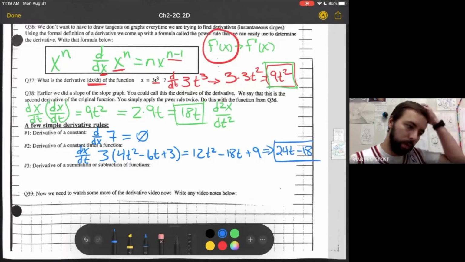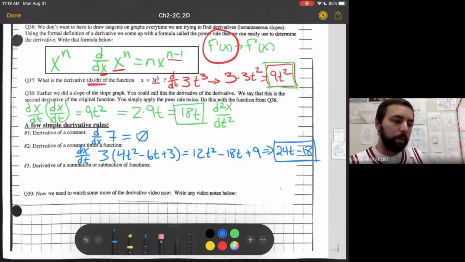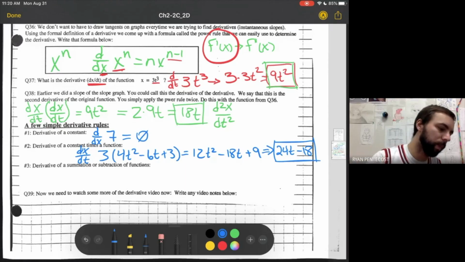Okay. Bring the 2 down. 2 times 12 is 24. Reduce the 2 to 1. And then you keep the subtraction sign, and you bring the 1 down from the t. 18 times 1 is 18. Subtract the 1 by 1 to get 0. So t to the 0, again, is 1. So then you have 18. And then the 9 just goes away. It's a constant. You don't take the derivative of a constant. I mean, you do. It's just 0.